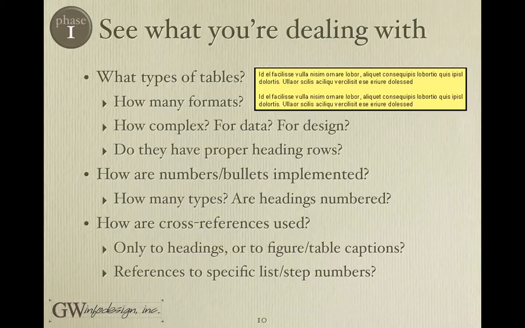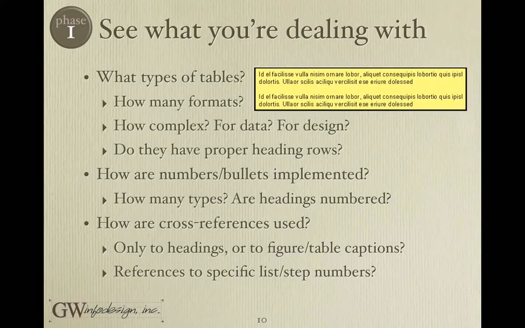Take a look at how bullets and numbers are implemented. There are a lot of different styles for that. Is there just a numbered and an alpha, or does it go down a couple more levels to Roman? Is there a basic bullet style, or are there 4 or 5 levels with different icons? Are the headings numbered?